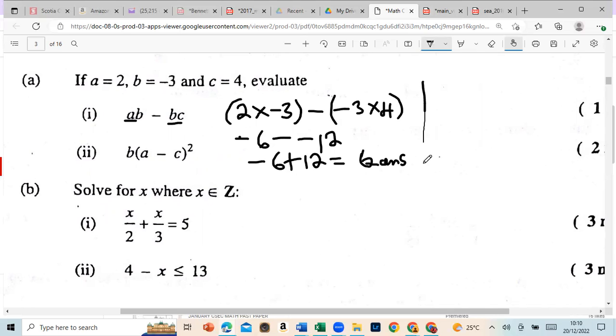This one is the same substitution. It says B, so let's put the value of B, which is -3, bracket A minus C. A is 2 minus C, which is 4, and then we square that. Very important: work out the bracket first. So we're going to say 2 minus 4, and that's going to give us -2, since the 4 is bigger, and then we square it.